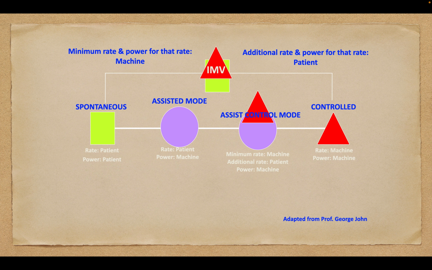So here again, if you remember, there is the spontaneous mode, the assist control mode, and the control mode. Here there is a combination of a fluorescent rectangle with the red triangle. This is nothing but intermittent mandatory ventilation, a combination of spontaneous and control mode. So you have a minimum rate and power for that rate is by the machine, whereas additional rate and the power for that rate is by the patient.